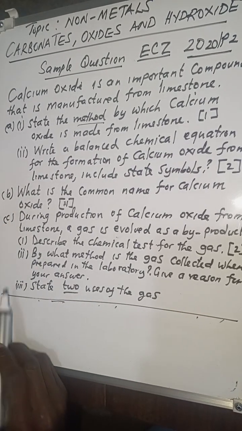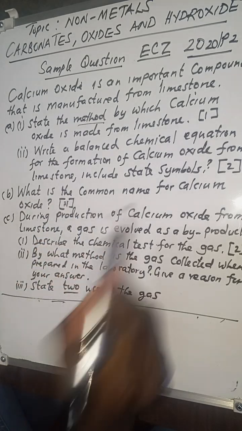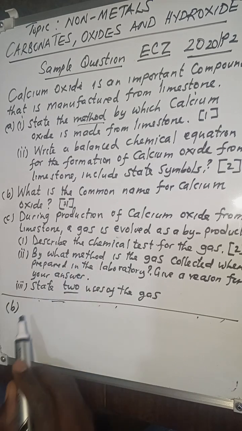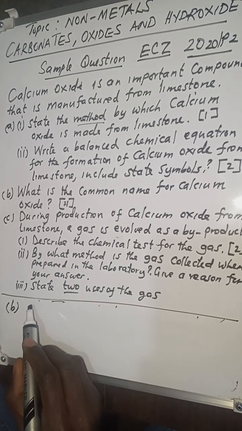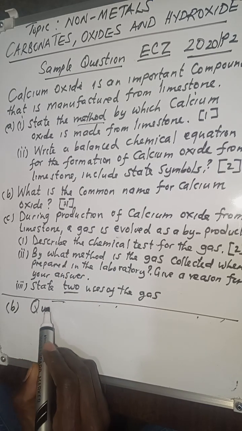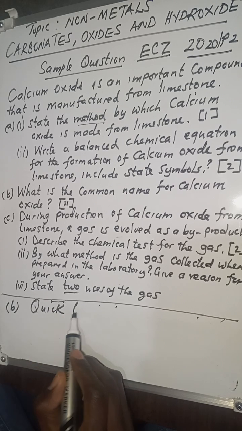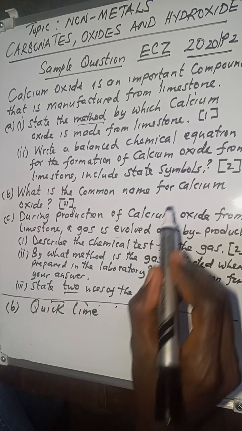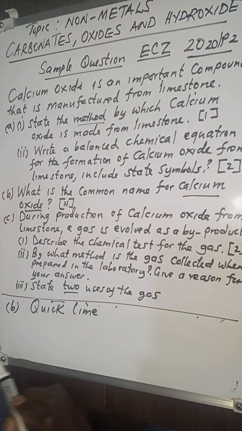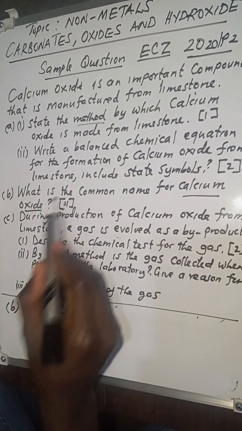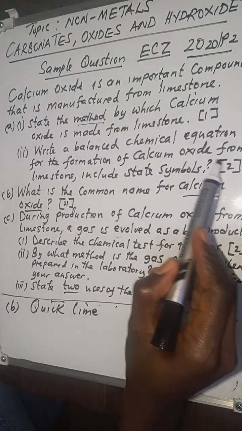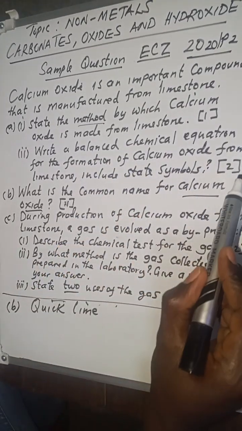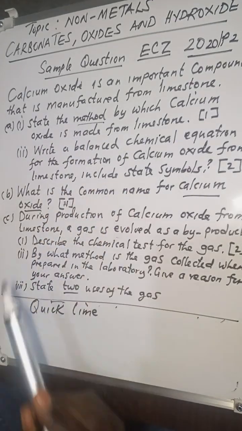So the B part says, what is the common name for calcium oxide? If you remember from the previous videos, we did say that calcium oxide is called quicklime. So the moment you hear the word quicklime, then we are referring to calcium oxide. So that is the common name, and it was just carrying 1 mark. Writing the balanced chemical equation with symbols was 2 marks, and stating the method was 1 mark.